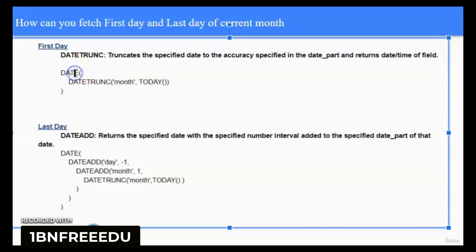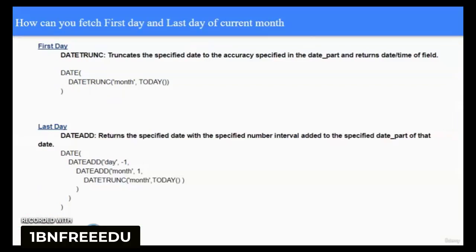And when you change the data type to date, it will return 1st January and the year. This way we can fetch the first day of the current month. Now how to fetch the last date? We will use DATEADD also in this formula. What DATEADD returns is a specified date with the specified number of intervals added to the date part.